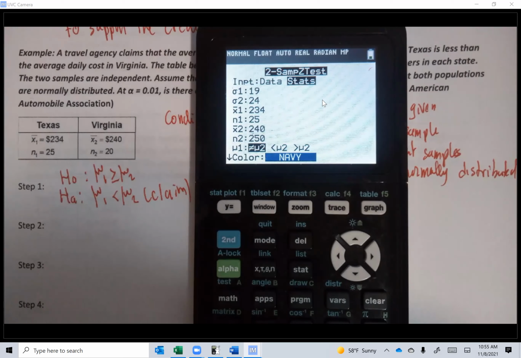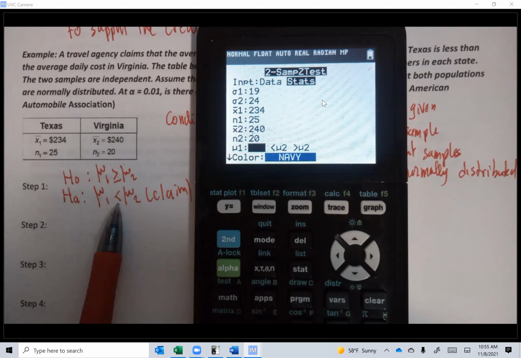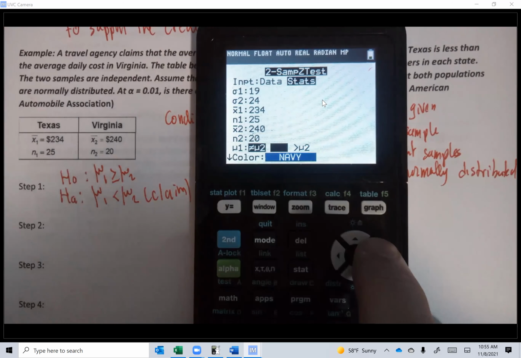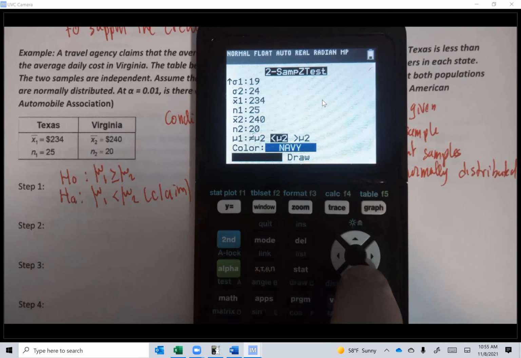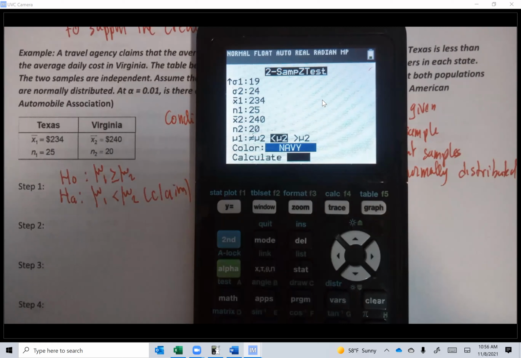So it looks like from the sample, it costs a little bit less than Texas, but is that significant? That's what we need to find. Difference between 234 and 240, is it a significant difference? Well, the test will tell us. And you guys, you have to look for this right here. I like to hit calculate to show you the p-value in action. The draw, actually.